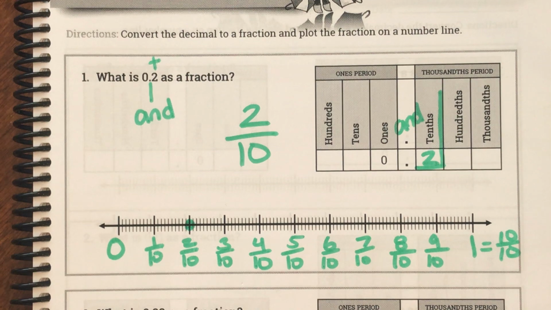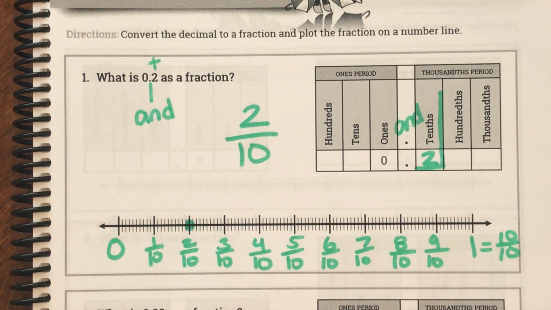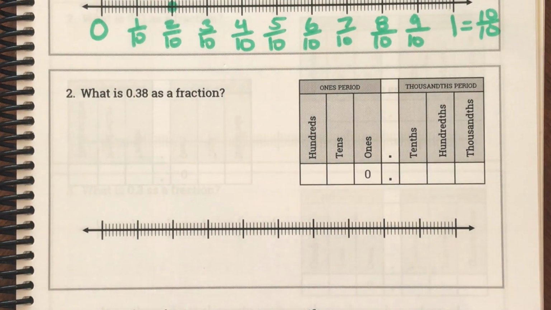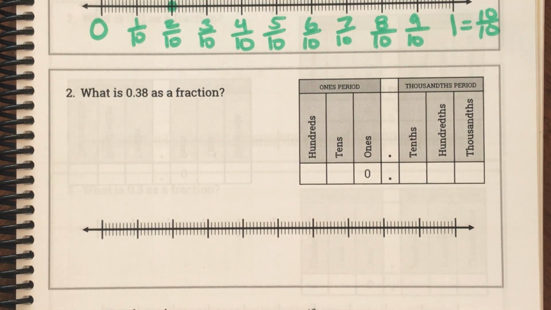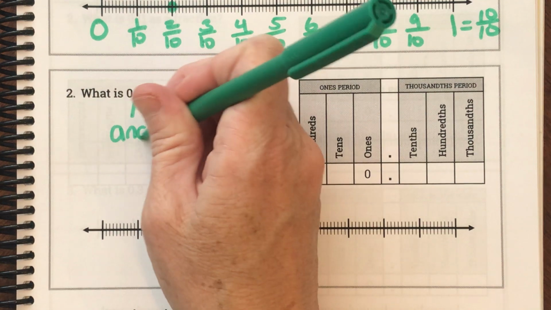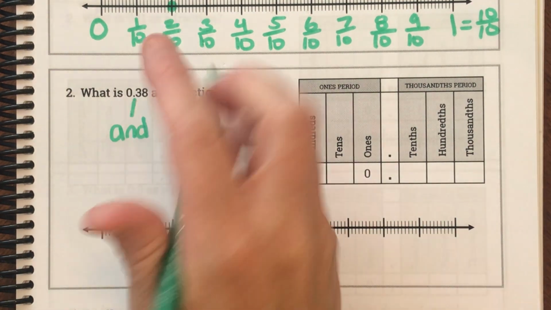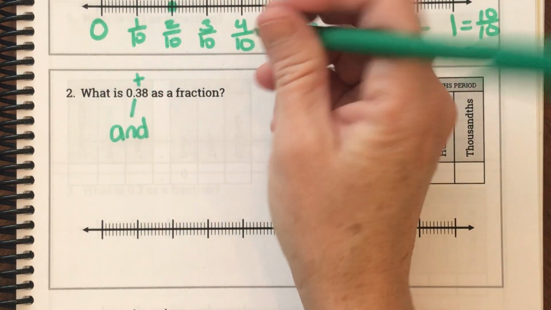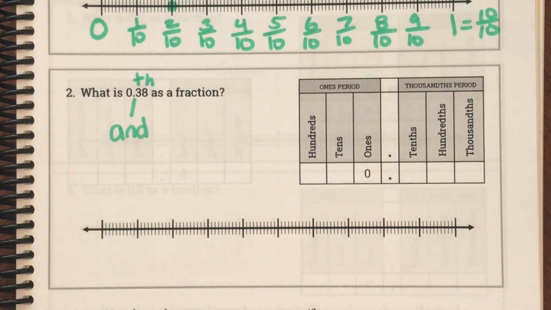Okay, always remember you could pause the video if you need to get your page caught up if I went too fast for you. All right, let's look at our next one. It says, what is this as a fraction? So what is that? Okay, well, let's do it. Our decimal is, we say, and then the 3 is in the tenths place, and the 8 is in the hundredths place.